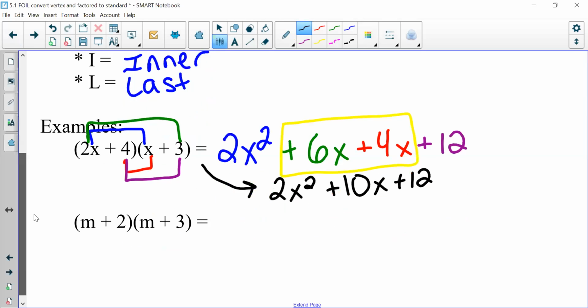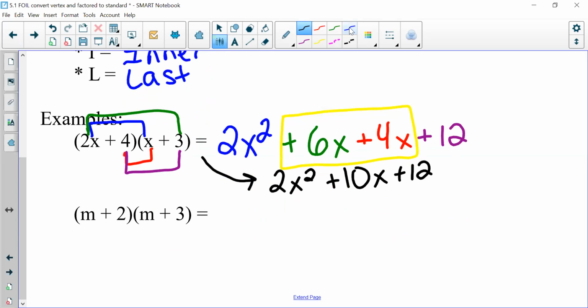So let's try this one. m is my variable now, m plus 2 and m plus 3. What's my first term going to be when I multiply m times m? 1m squared. Yep. Now we don't have to write the 1, but you can, but it'll be m squared. What's my next term going to be? 3m. Very good. And a positive because they're both positive.